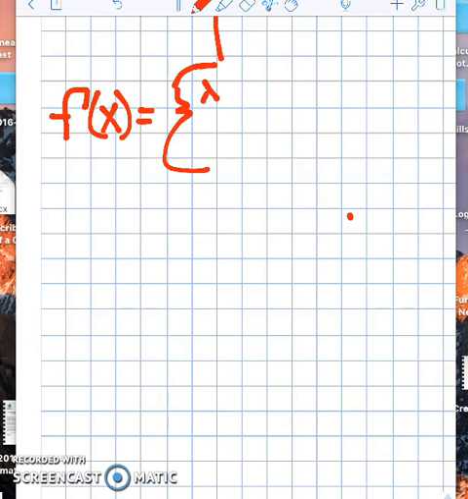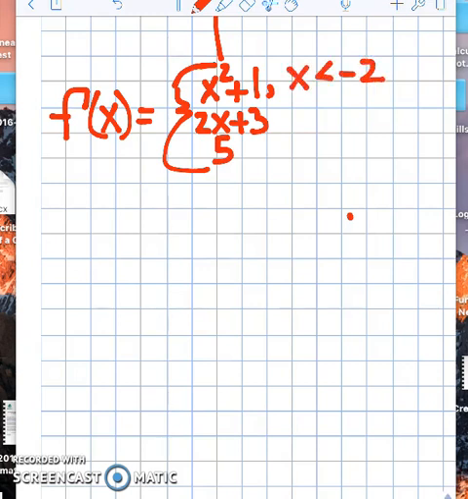Let's say we got x squared plus 1, 2x plus 3, and 5. And this top one is when x is less than negative 2. Negative 2 is less than or equal to x is less than 3. And then when x is greater than or equal to 3.